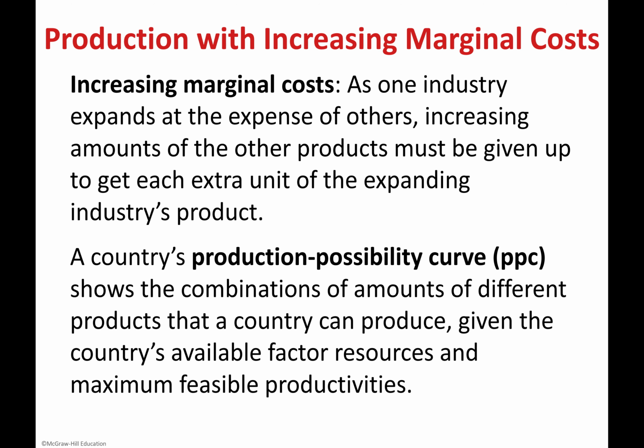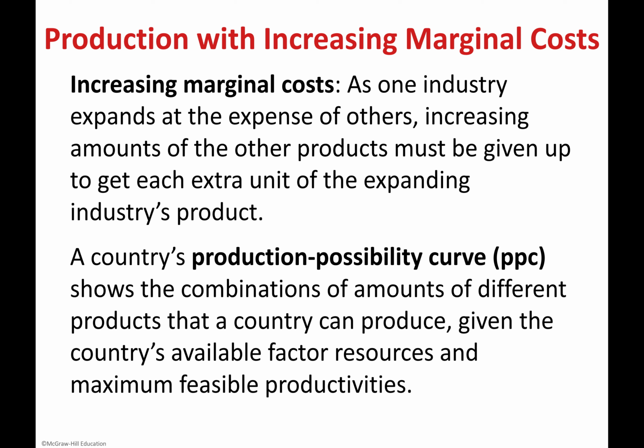First of all, we want to change the paradigm which we've been working with, which is straight-lined PPCs. In other words, having a constant opportunity cost when we move from the production of one good to the production of the other good. The way in which we're going to change this is by having increasing marginal costs. As we move from producing more of one good to the other good, one industry is expanding, the other industry is contracting. So far we've said that happens at a constant rate. Now we're going to change that assumption.